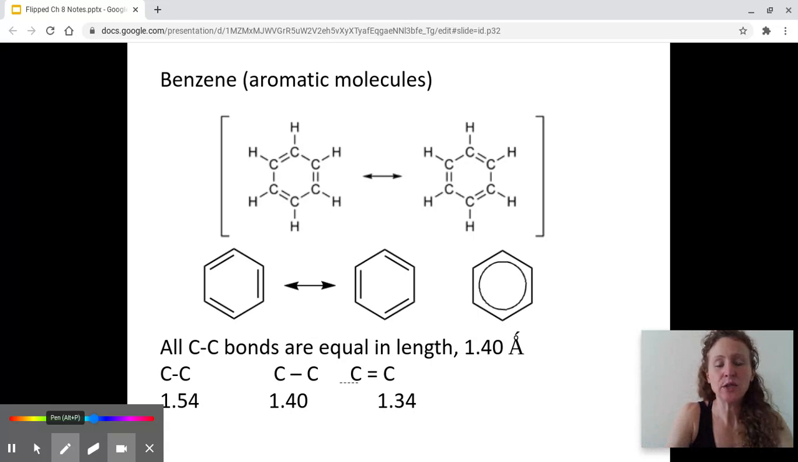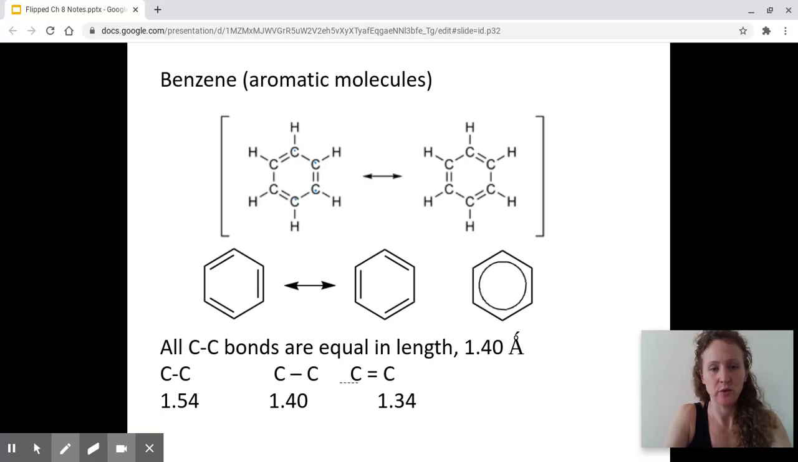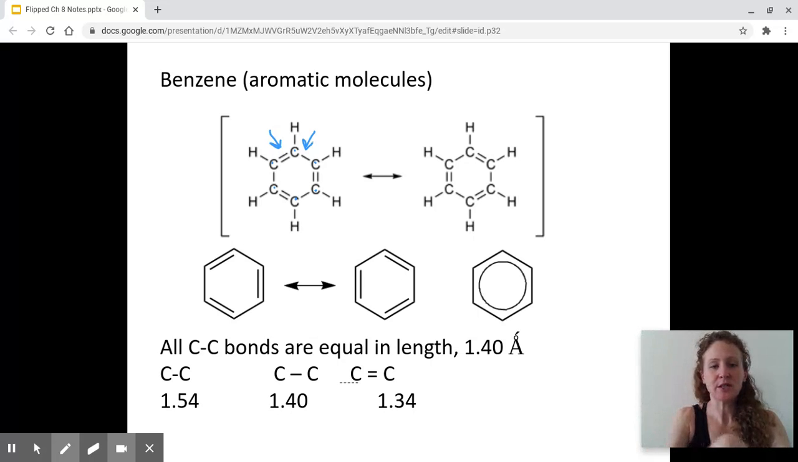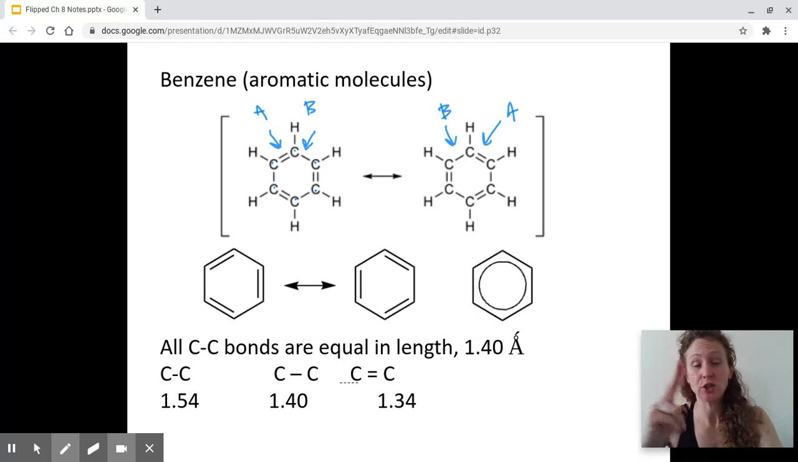So notice that if we draw the Lewis structure of benzene, there's 6 carbons, 1, 2, 3, 4, 5, 6. You can draw the double bond, and you can draw it with alternating double bond and single bond. So it always comes out with 3 double bonds and 3 single bonds. But notice you can draw it this way, or you can flip it and draw it the other way, right? So there's really 2 different ways you could draw this molecule, which means it's a resonant molecule. It has resonance.